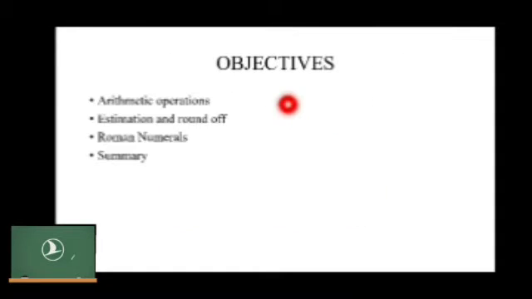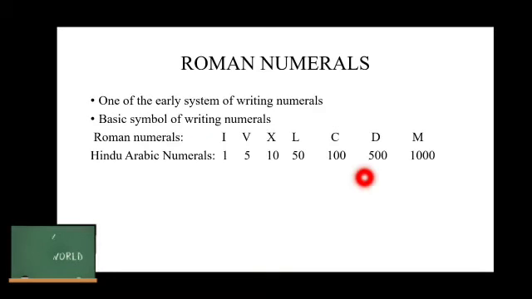The objectives to be covered in this session are Roman numerals and a summary of the chapter. Roman numerals. In ancient days, they used Roman numerals in order to represent the numbers. Now we use Hindu-Arabic numerals. The basic Roman numerals are I, V, X, L, C, D, M.